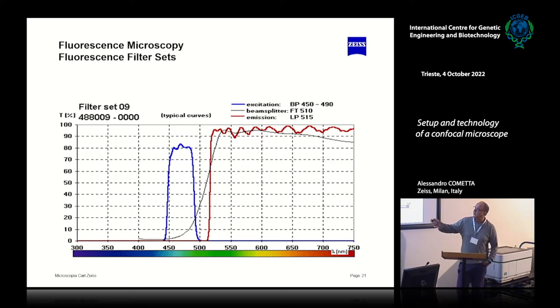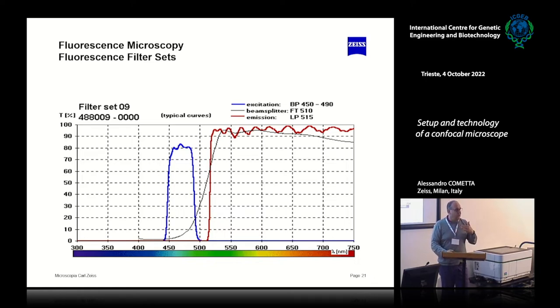Usually, I can have a bandpass for excitation or a laser, just one single band. And for emission, in your microscope, you can have a single bandpass filter, or you can have a low pass filter. In this case, you can see you have an emission around green, cyan, yellow, and red. So with this kind of filter, you look inside your microscope, and with your eyes that are sensitive to different colors, you can see the green, the yellow, and the red.